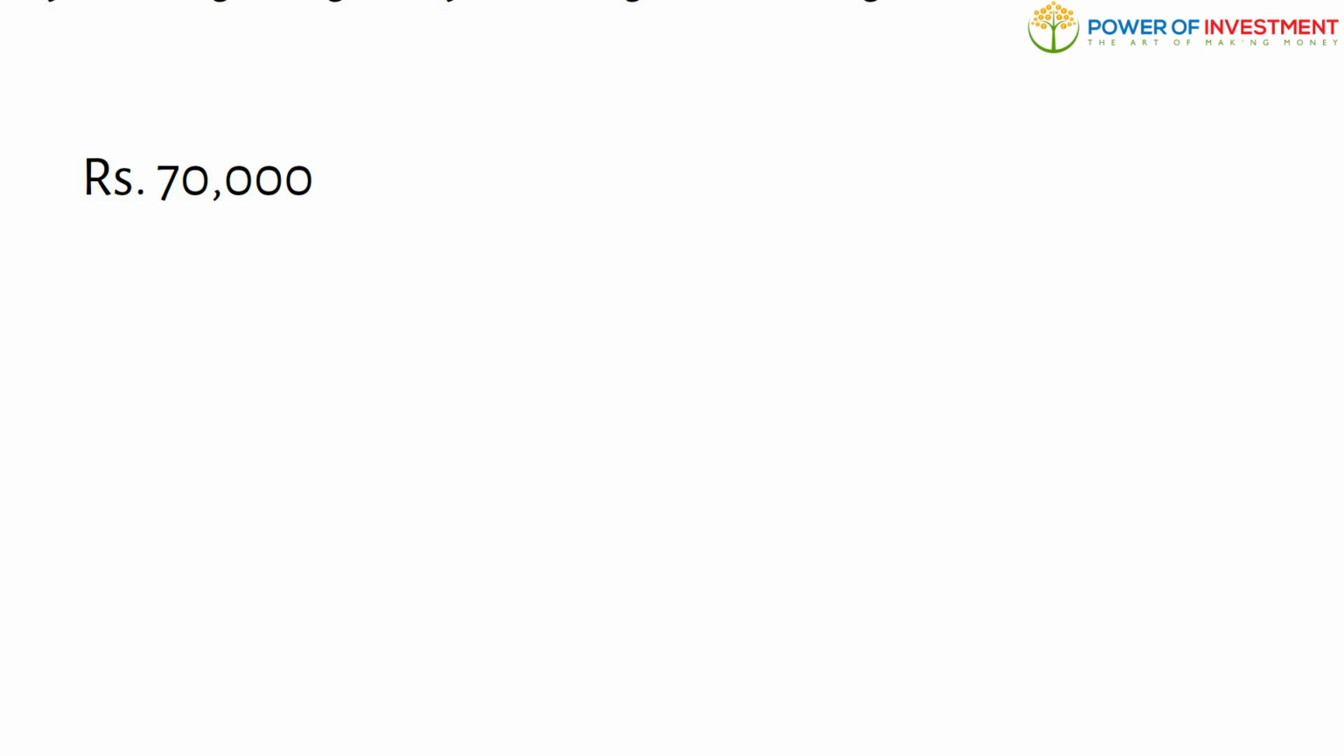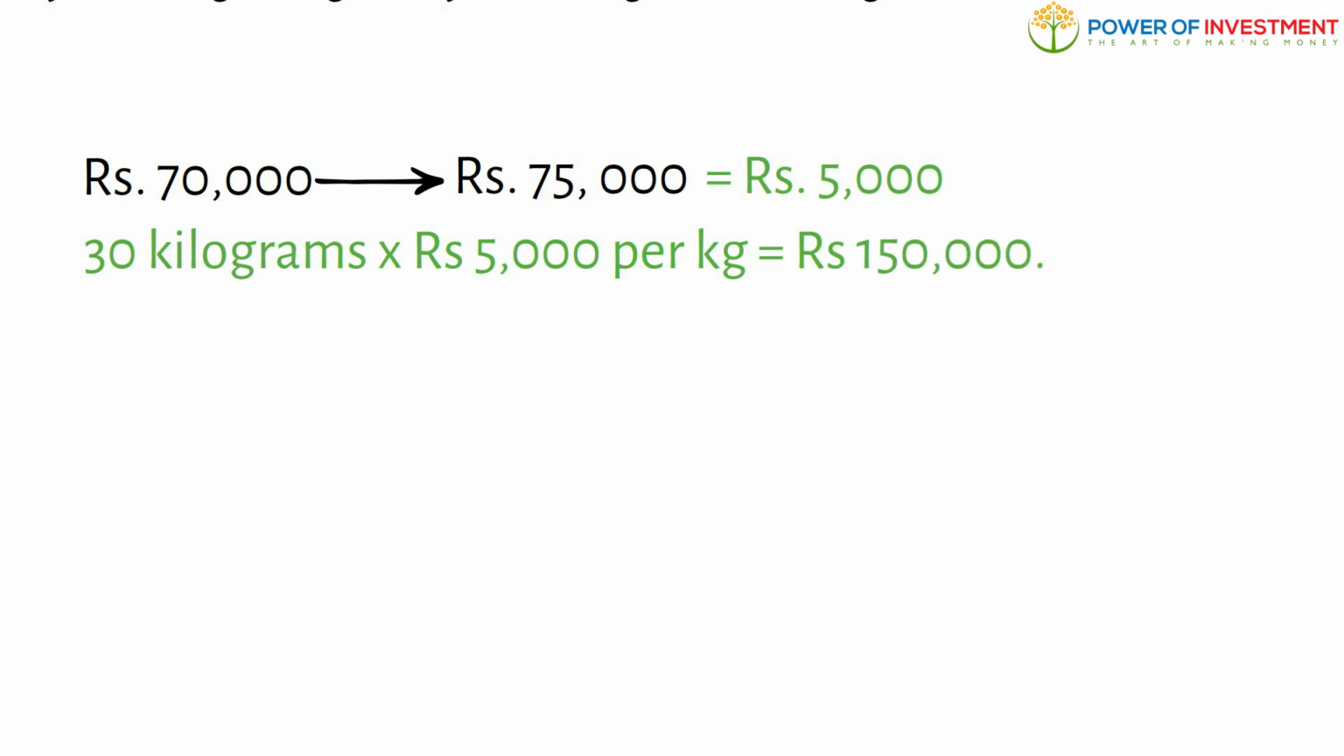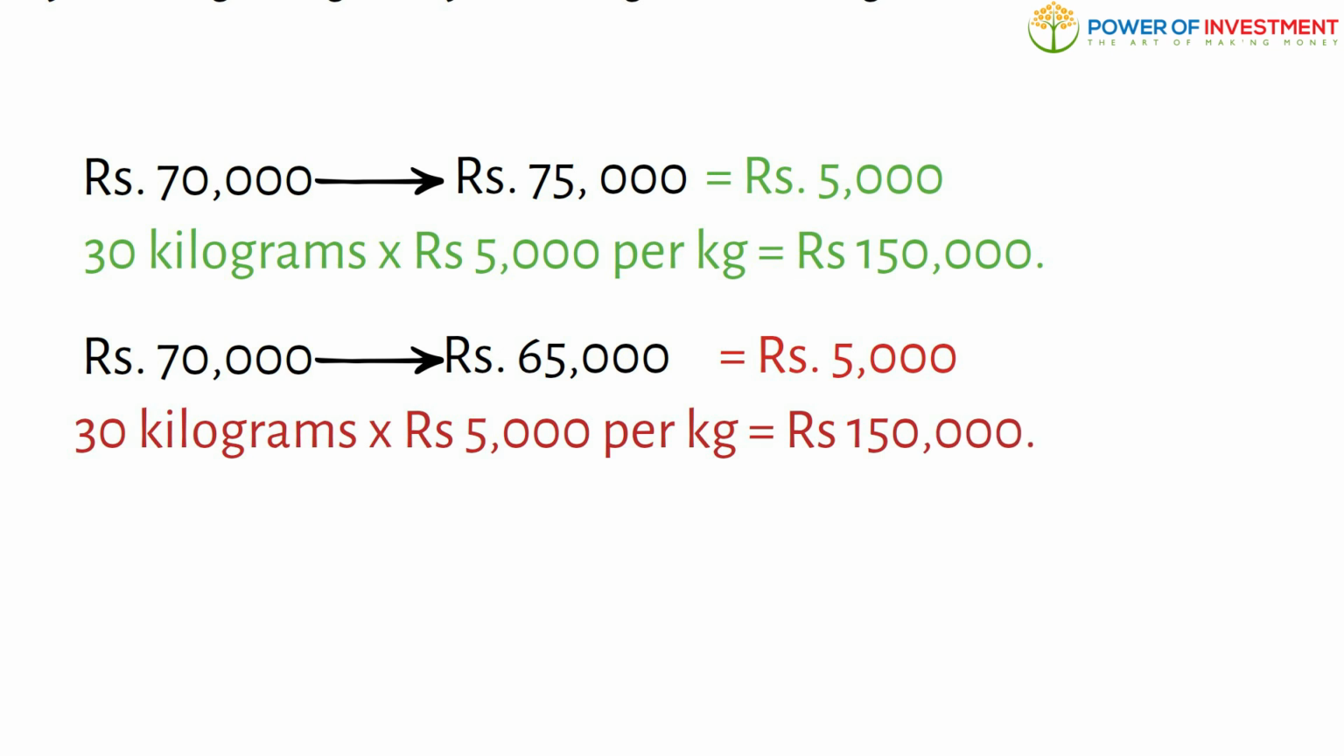Scenario 1. If the price of silver increases to 75,000 rupees per kilogram at the contract's expiry, the investor profits 5,000 rupees per kilogram. Total profit: 30 kilograms into 5,000 rupees per kilogram equal to 1,50,000 rupees. Scenario 2. If the price of silver falls to 65,000 rupees per kilogram at the contract's expiry, the investor incurs a loss of 5,000 rupees per kilogram. Total loss: 30 kilograms into 5,000 rupees per kilogram equal to 1,50,000 rupees.